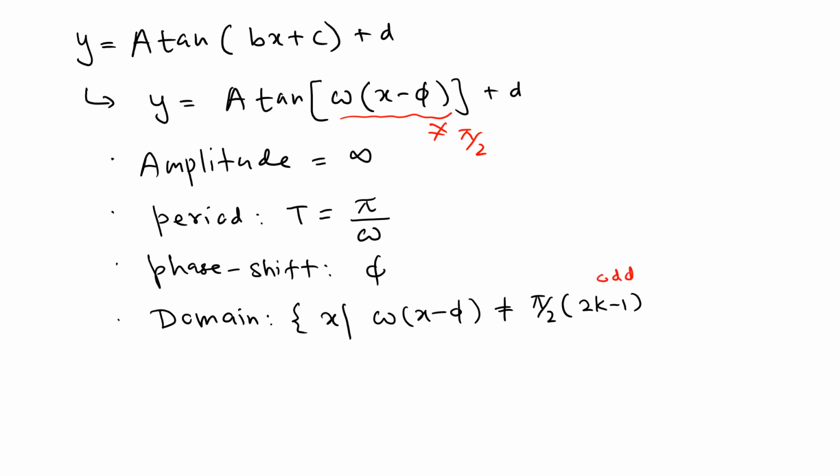So we're going to multiply by pi over 2. Here k is an integer. So that is the algebraic version of that. And then we can solve for x. So what we do is we're going to solve for x.